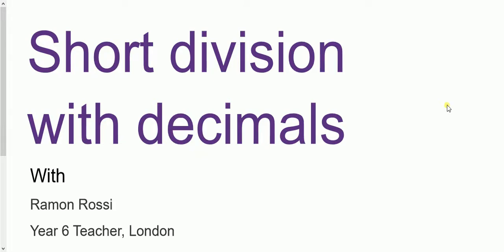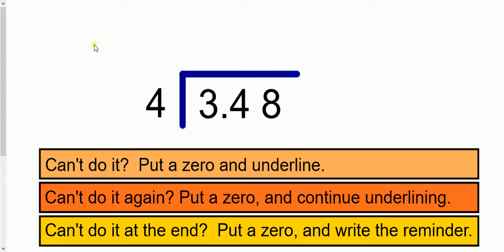Short division with decimals. We previously dealt with short division in a previous video, and now we're dealing with decimals. So let's look at this first question: 3.48, and we're dividing it by 4. Now, we might think, it doesn't make much sense, why would we do this? But if we think of money, if this was £3.48, money always has 2 decimals. It seems to make more sense that we could get £3.48 and we could share it between 4 people. So let's see what we'd get.